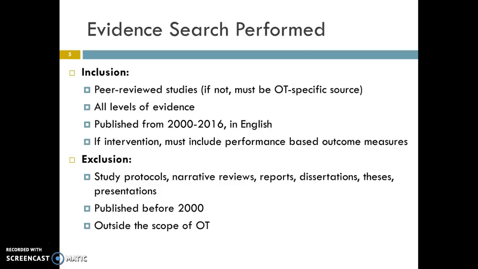So for inclusion criteria, we wanted to include the peer-reviewed studies, but if it wasn't a peer-reviewed study, we wanted sources that were specific to occupational therapy. For example, we had an expert opinion article from an AOTA journal. We were open to all levels of evidence published within the time frame of years 2000 to 2016 and written in the English language. If the research was considered an intervention study, it had to include performance-based outcome measures. However, we did not include any study protocols, narrative reviews, reports, dissertations, theses, or presentations that were published before 2000 or those that were not within the scope of occupational therapy practice.